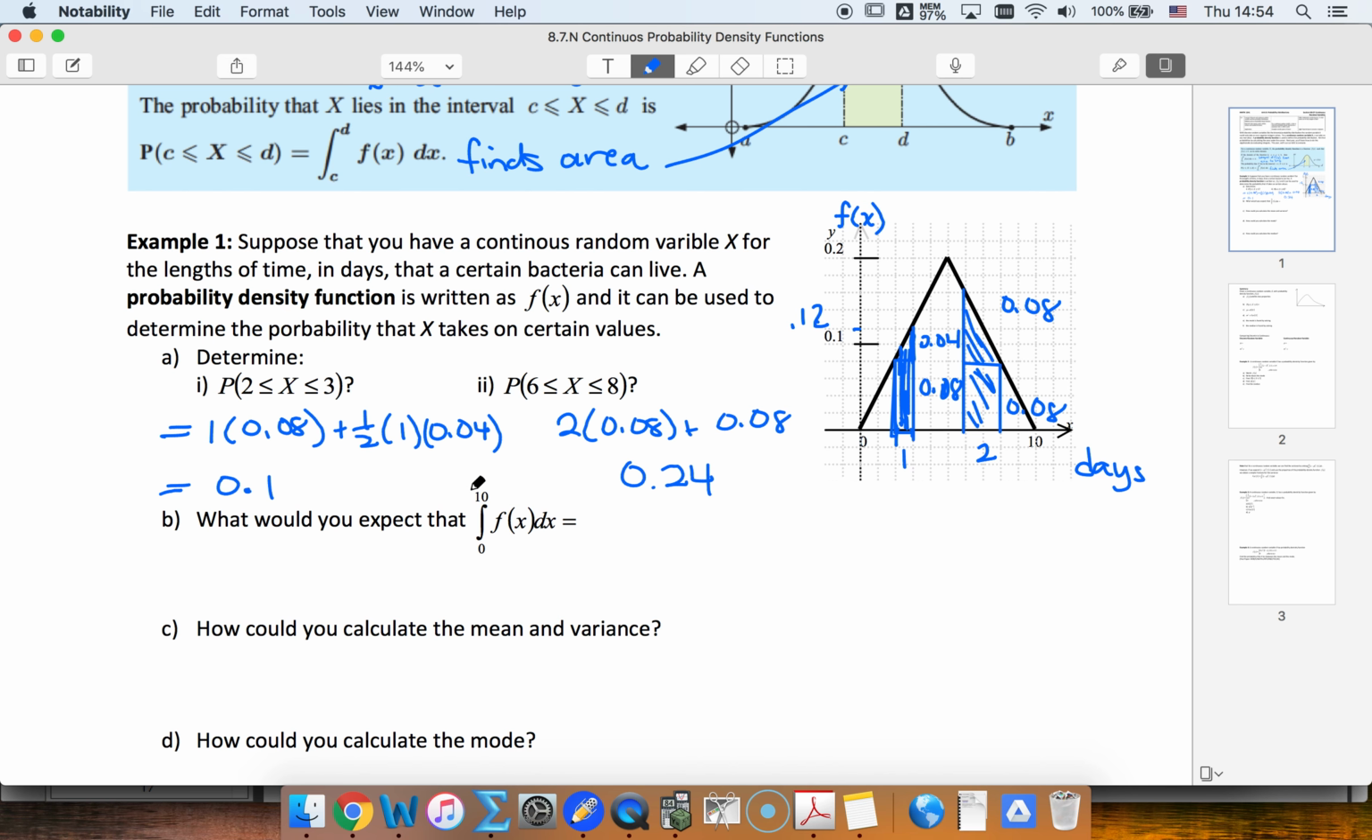If I went from 0 to 10 for this, well, 0 to 10 is where the bacteria is living. It looks like it never lives more than 10 days, never lives less than 0 days, so that's going to be 1.